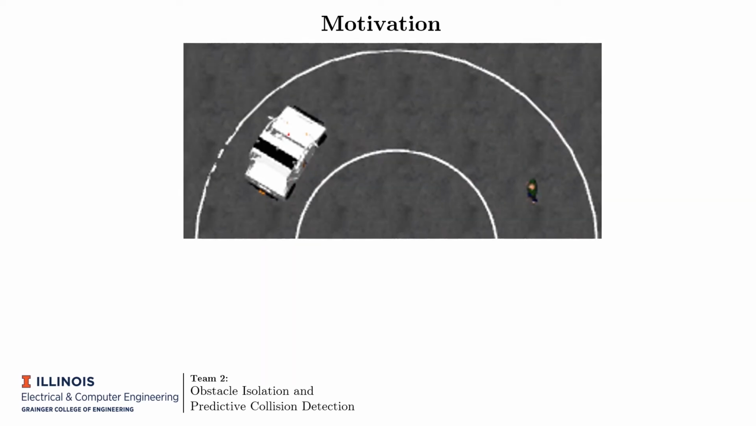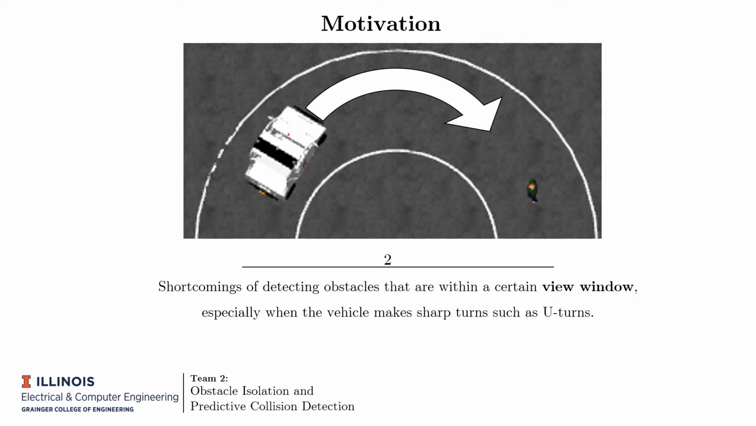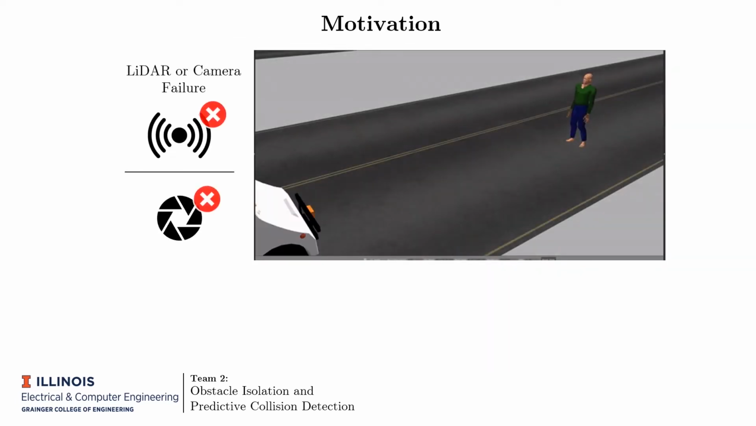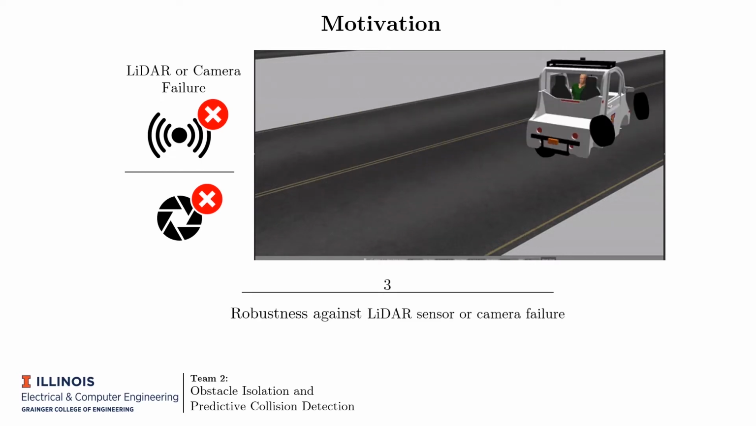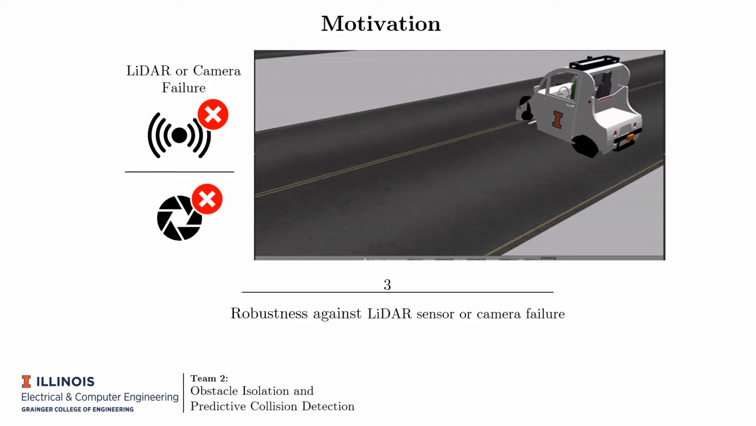And we want to address the issue of detecting obstacles that are within a certain view window through the LiDAR sensors, especially when the vehicle is making turns in the intersections. And what if the LiDAR or camera fail while going fully autonomous? We certainly don't want these horrific accidents to happen as was shown below.